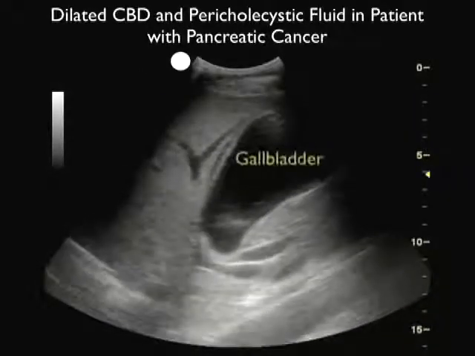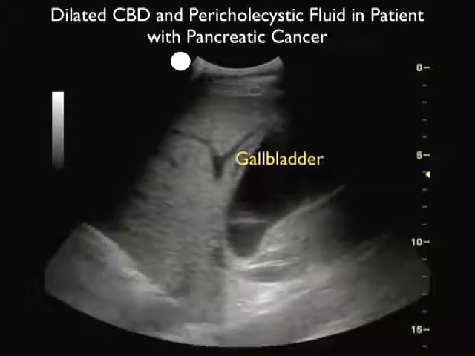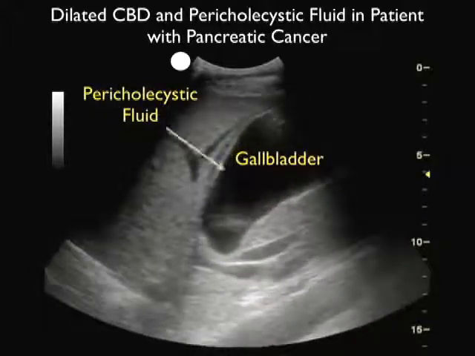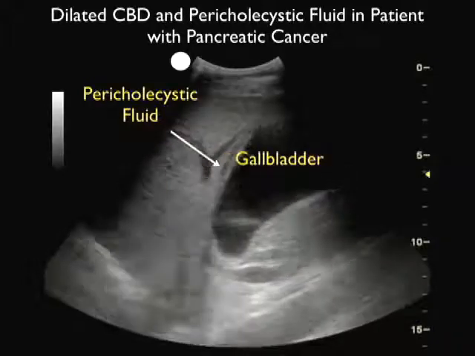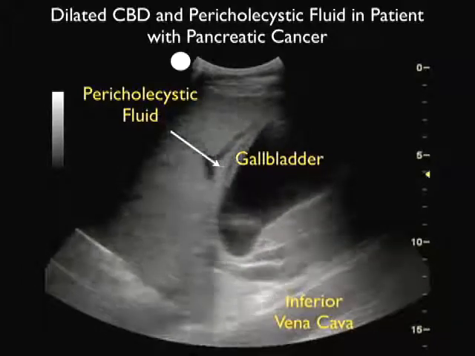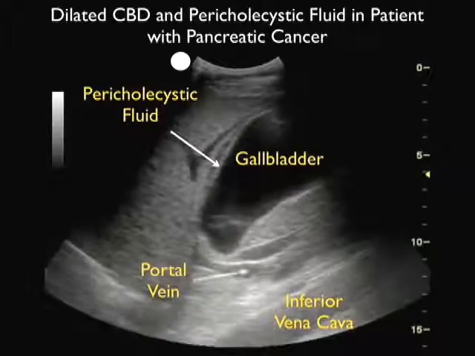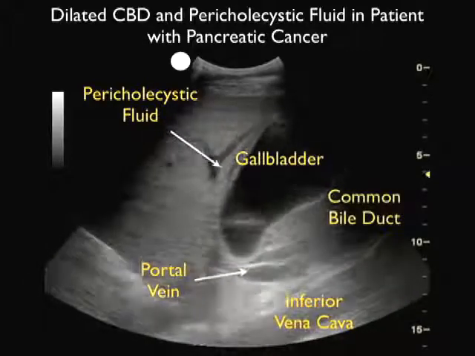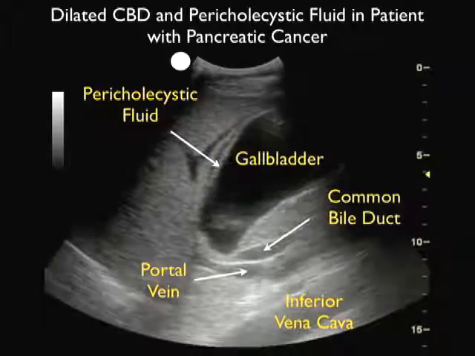Here's a video clip showing a dilated common bile duct and pericholecystic fluid in a patient with pancreatic cancer. Now in this view, the probe is angled a little bit more towards the patient's right shoulder. We can see here the pear-like structure of the gallbladder. We can see a little stripe of fluid outside the anterior wall of the gallbladder, as seen to the top of the image, making up pericholecystic fluid.